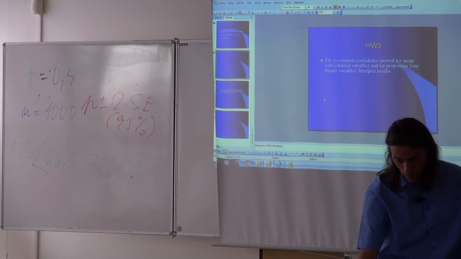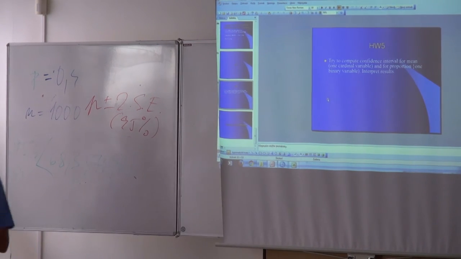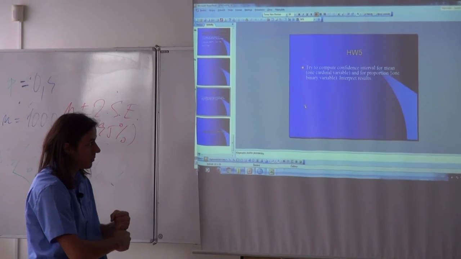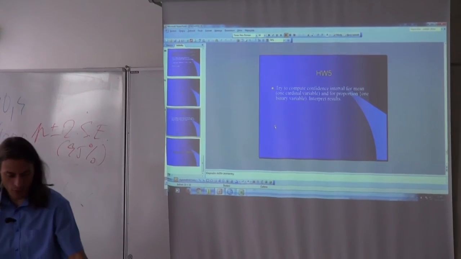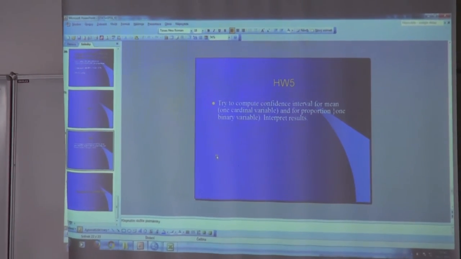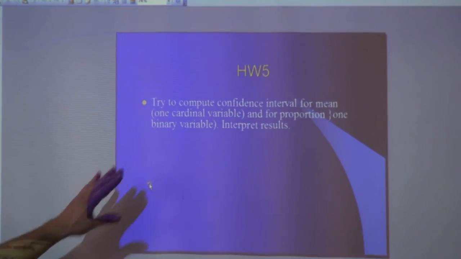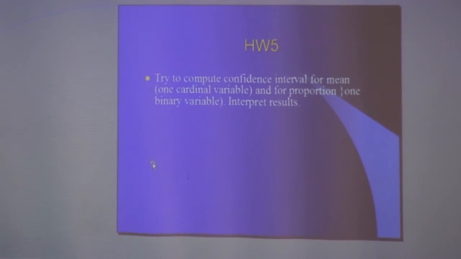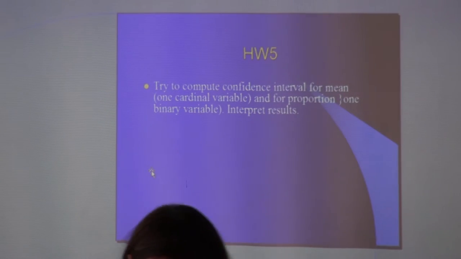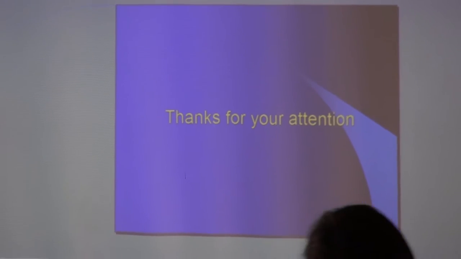Okay, so here is your homework, which is related to confidence interval. Please try to take one cardinal variable, or you can take some variable with a longer ordinal scale. It means at least 7 points should be present. And try to find also a confidence interval for a proportion for one binary variable and interpret the results. Okay, so that's it about confidence interval.